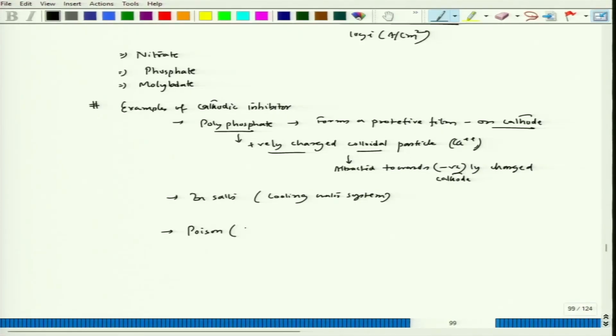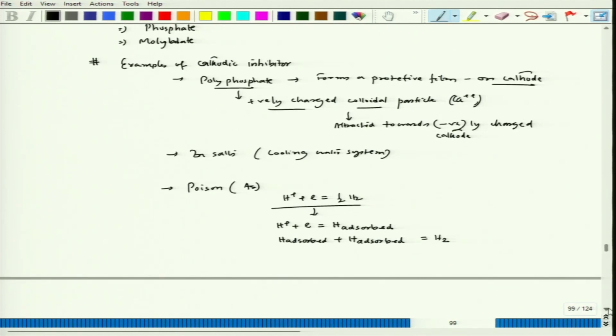Now, we can also have poison like arsenic. So, how does it work? The hydrogen evolution reaction is the cathodic reaction, and it can be broken into a few steps. So, like that we can break it into steps.